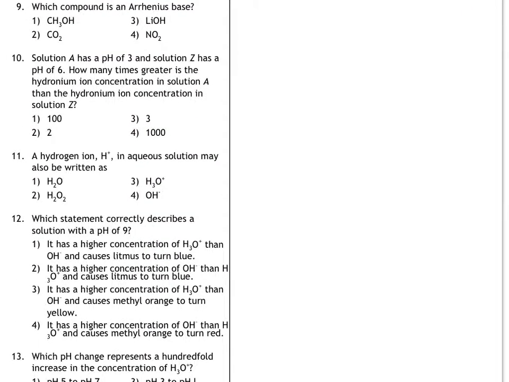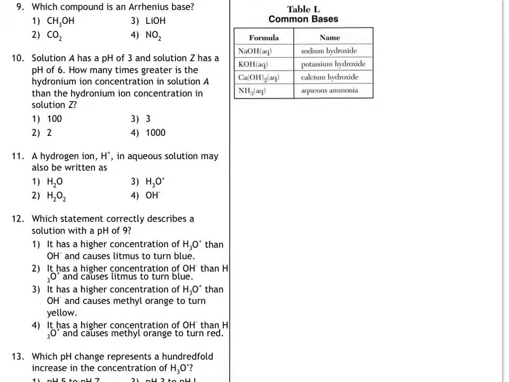Number 9, which compound is an Arrhenius base? We could check table L if you're not sure. While I don't see an exact match on table L, what I do see is a suggestion for a match. NaOH is an example of a binary sort of base where you have just one element from group 1 and then a hydroxide. So that's really similar to number 3, which is lithium hydroxide, but so similar to sodium hydroxide.